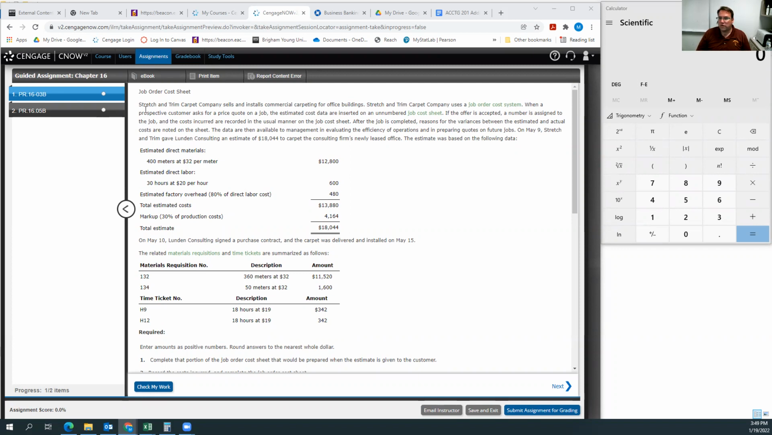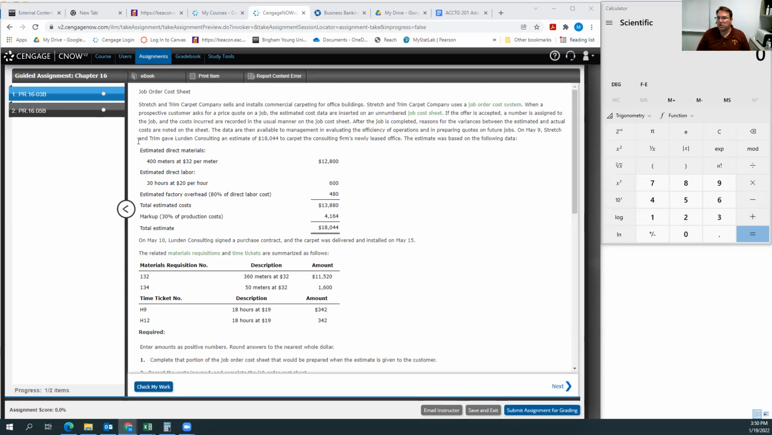The first is for the Stretch and Trim Carpet Company. They sell and install commercial carpeting for office buildings. They use a job order cost system. When a prospective customer asks for a price quote, then the estimated cost data are inserted on an unnumbered job cost sheet. If the offer is accepted, a number is assigned to the job, and the costs incurred are recorded in the usual manner on the cost job sheet. After the job is completed, reasons for the variances between the estimated and actual costs are noted. The data are then available to management in evaluating the efficiency of operations and in preparing quotes for future jobs.